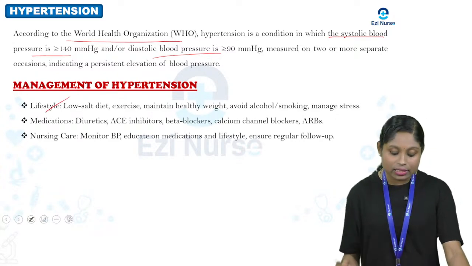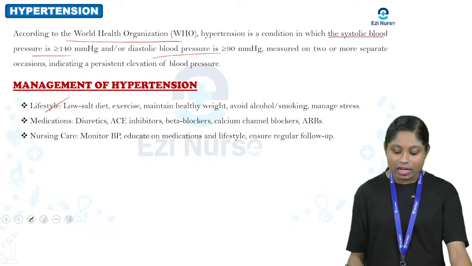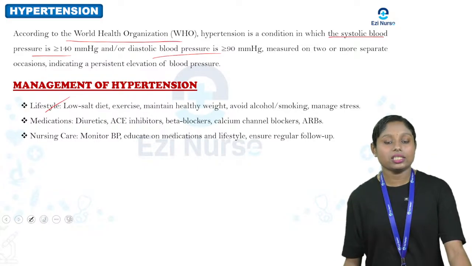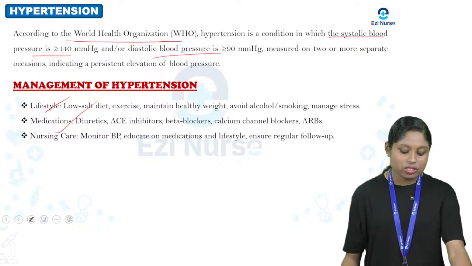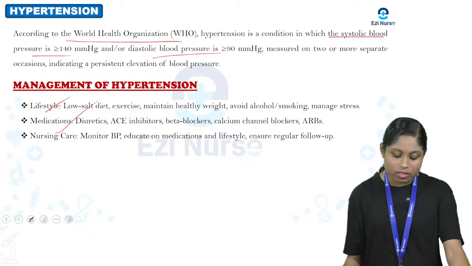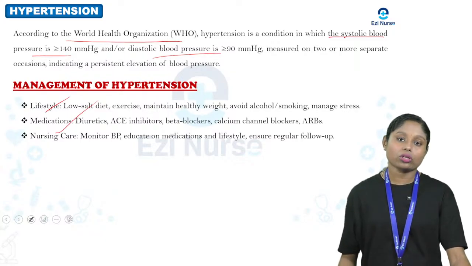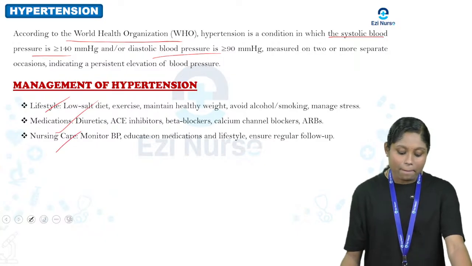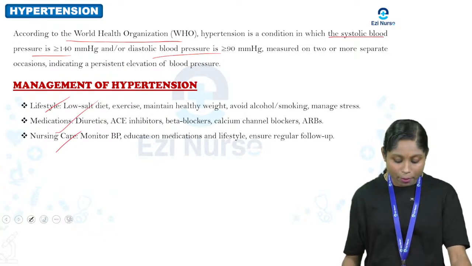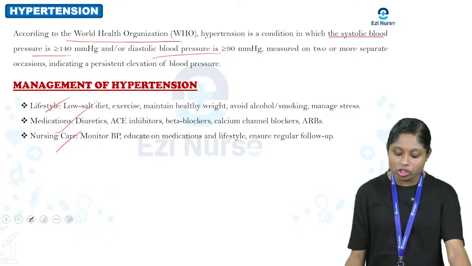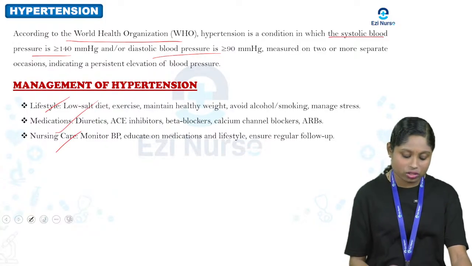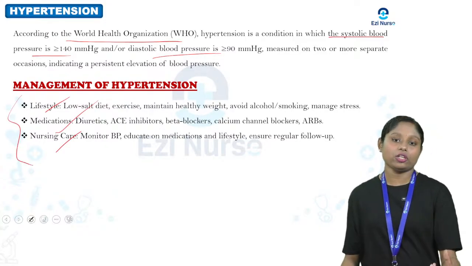Low salt diet, exercise, maintain a healthy diet, avoid alcohol and smoking, manage stress. Medications: diuretics, ACE inhibitors, beta blockers, calcium channel blockers and ARBs. Nursing care: monitor BP, educate about medications and lifestyle changes, ensure regular follow-up. So this is a concise management.